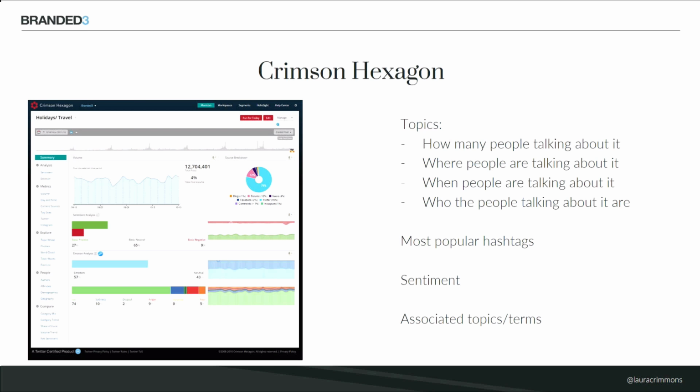Sentiment, so again, coming back to the election example, what's the sentiment for Hillary versus Trump? You would probably guess that it would be more positive towards Hillary, a more negative sentiment coming up against Trump. You could then test that hypothesis by using social media data to see whether that is actually the case. And then associated topics and terms. So that can be really interesting.